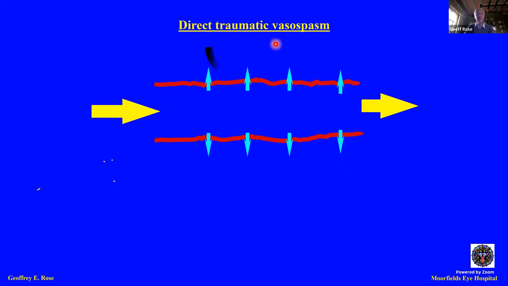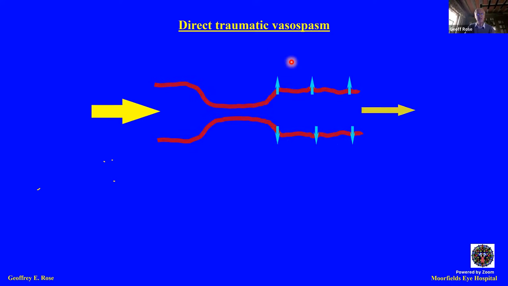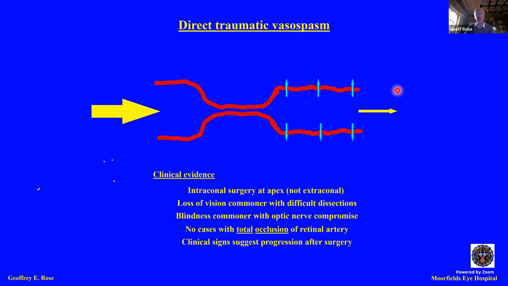There's probably trauma causing it. If you strike an artery, you'll get a vasospastic response. It'll gradually develop a degree of severe vasospasm, which can literally close the vessel down for a prolonged period. And the clinical evidence for this is that you really don't see this type of visual loss with extraconal surgery. You really only see it with intraconal surgery around the apex, where you are liable to be actually touching the vessels. And it's commoner where you've got a difficult dissection, so at the apex or an abnormally large mass.